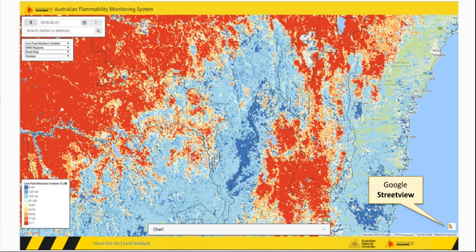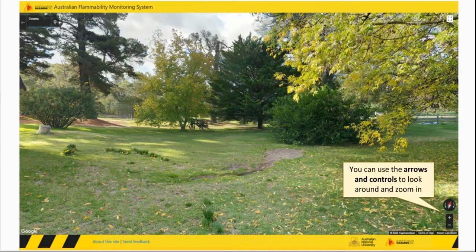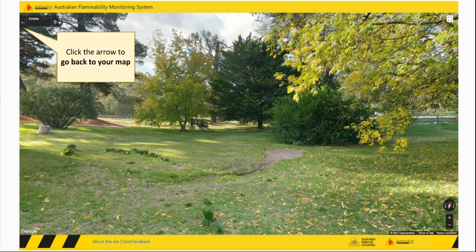So to get a feel for the conditions on the ground, you can also use the Google Street View feature. You just need to drag and drop the pegman in the area you are interested in. And then you can use the arrows and controls to look around and zoom in or out. Note that this photo will often not be from the year you have selected originally. Then you can click the arrow to go back to the map you were previously visualizing.